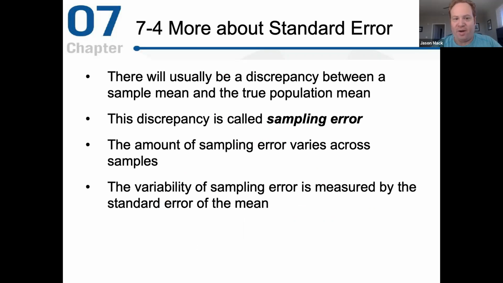More about standard error. There will usually be a discrepancy between a sample mean and the true population mean. This discrepancy is called sampling error. The amount of sampling error varies across samples. The variability of sampling error is measured by the standard error of the mean.